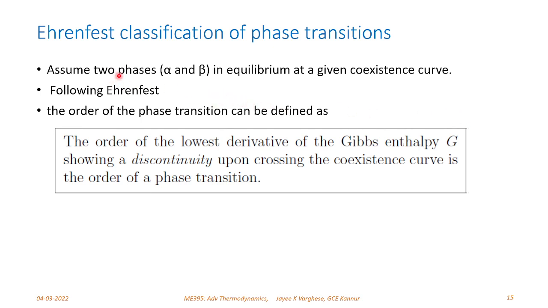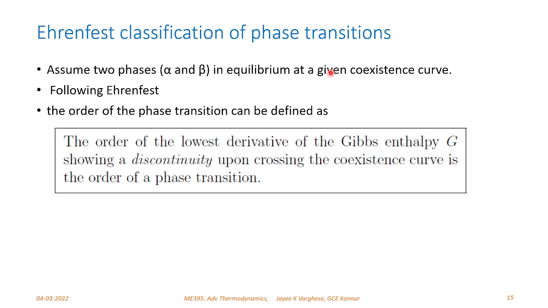So let's assume that there are two phases, alpha and beta, in equilibrium at a given coexistence curve. Like at a particular temperature and pressure, ice melts. So melting of ice can be considered to be a phase change operation. It need not always be melting, as I said, it can be different ways. We will get more idea when we complete this discussion. So let's assume that alpha is solid ice and beta is liquid water. So they are in equilibrium at a given pressure and temperature.